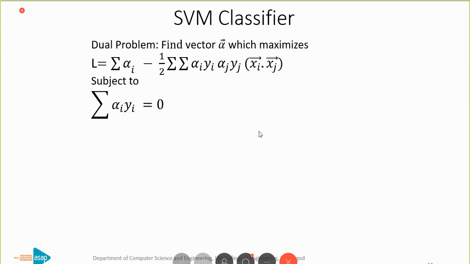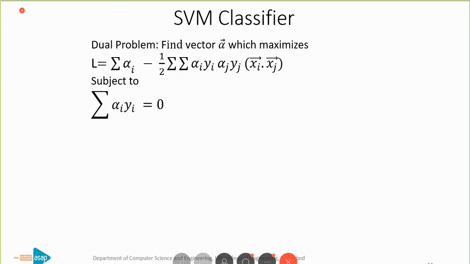This is the condition. As I said, this problem can be solved by many other methods also. But why are we insisting on Lagrange multipliers? The reason is that now you can see you just have to take the dot product of two samples. This will be more useful when we go to higher dimensions, especially when you have problems which are not linearly separable.